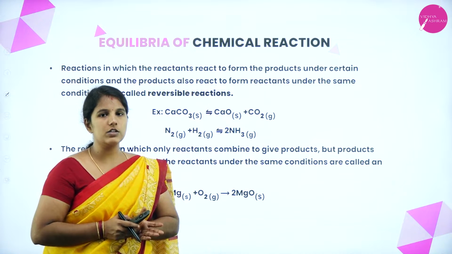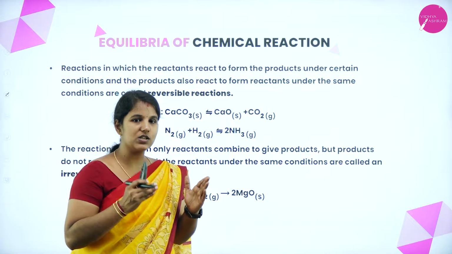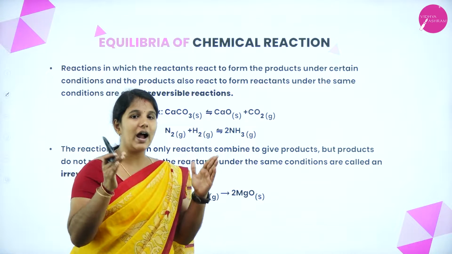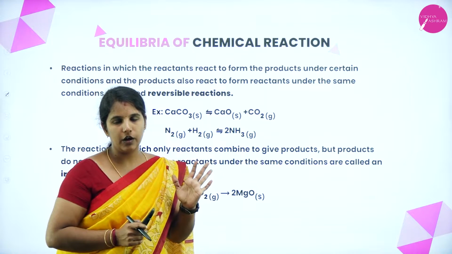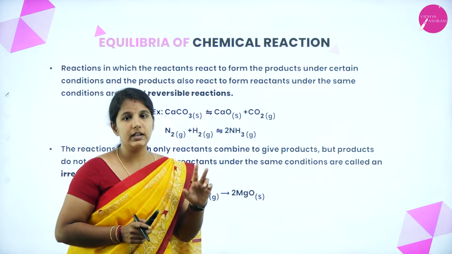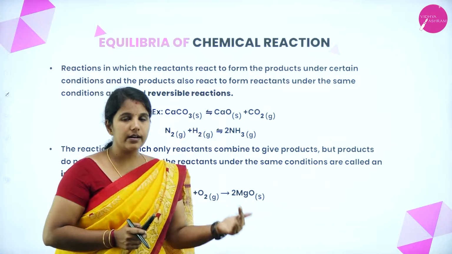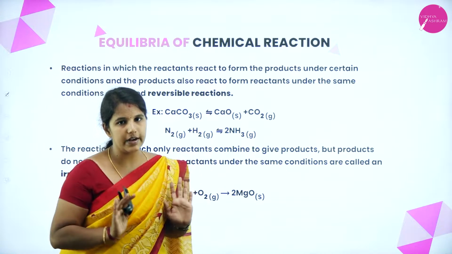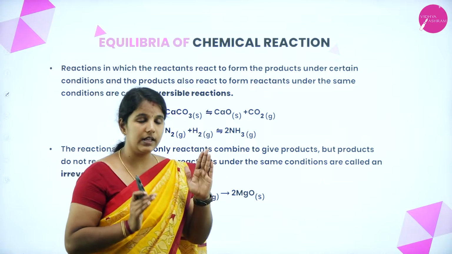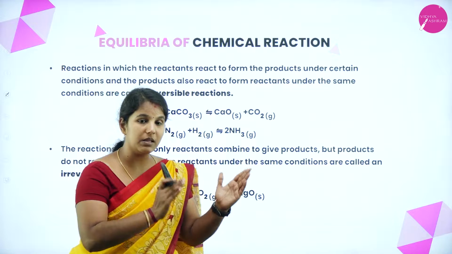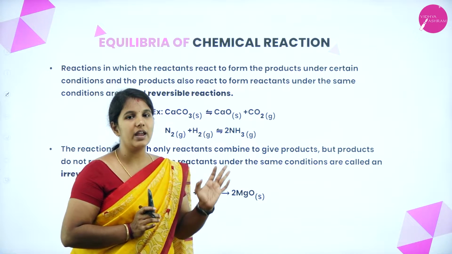Already we have understood that equilibrium is nothing but a state of existence of two opposing forces which are acting simultaneously. That is said to be equilibrium. We have also understood that the equilibrium of chemical reactions takes place in two ways: one is a reversible reaction and the other is an irreversible reaction. If it is a reversible reaction, the reactant gives rise to the product, and meanwhile the product can also give rise to the reactant. Hence such reactions are said to be reversible reactions.